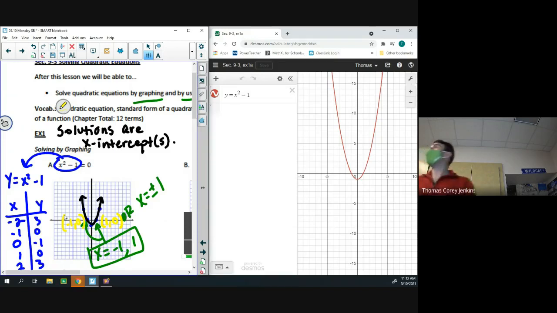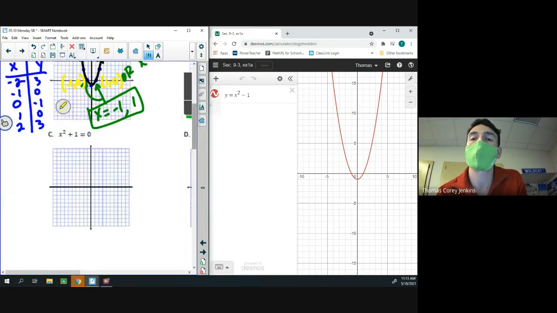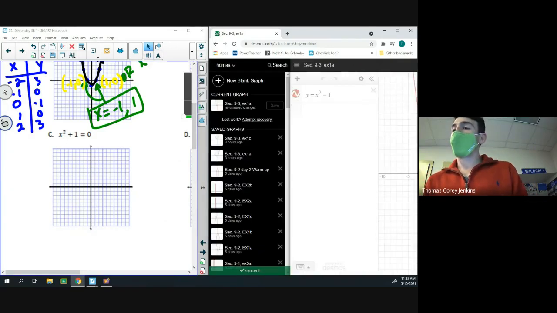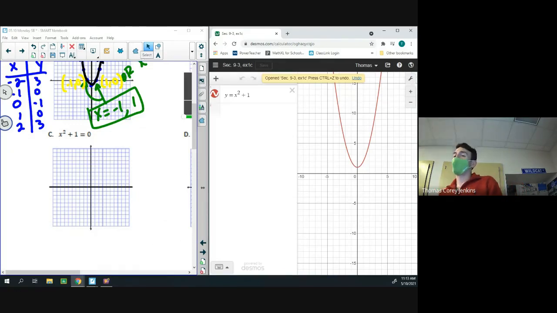Anything else before we move on? All right, let's try another one together. I'm going to leave B for you guys, so let's skip down to C. That one says x squared plus 1 equals 0. So it really looks similar to the one we just did. I'm going to go ahead and pull up the graph. So the part I'm looking at is y equals x squared plus 1.